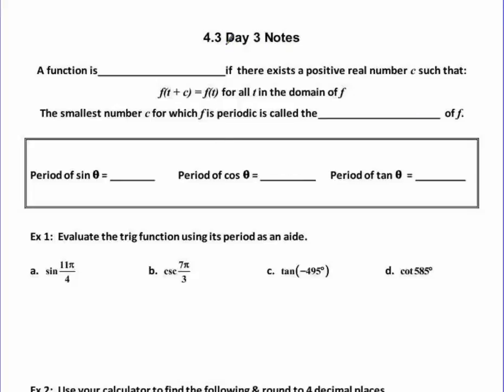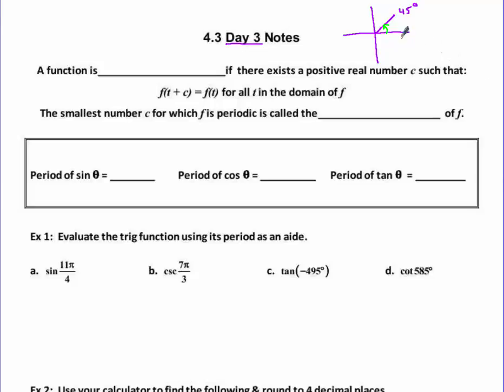Okay, we're going to start with day 3 of section 4.3, which was mostly about our unit circle and finding exact values for trig functions. So let's do one quick refresher, and hopefully this will seem like something you remember. Let's say that there is an angle like this, and we're going to say that this is 45 degrees.